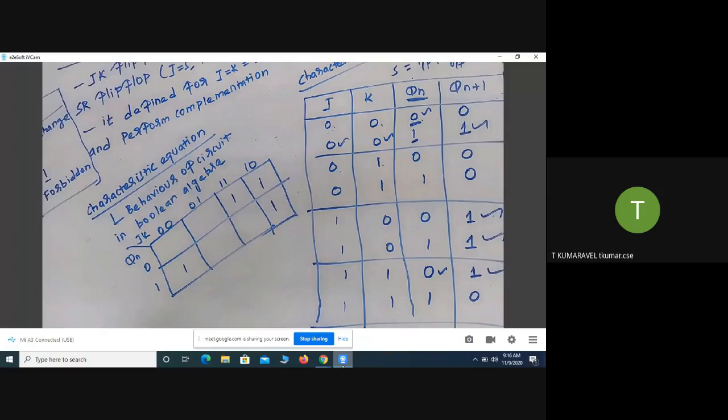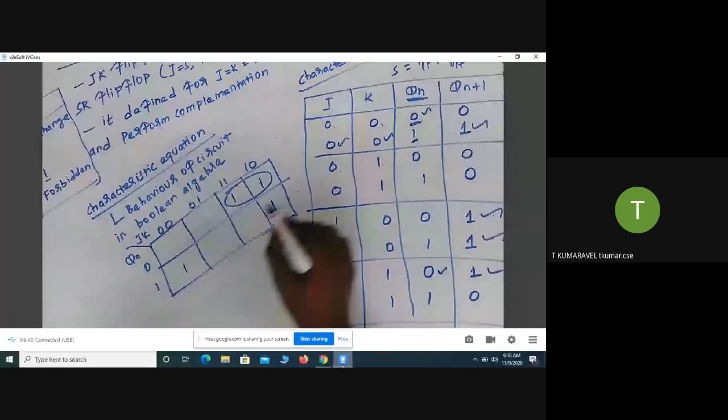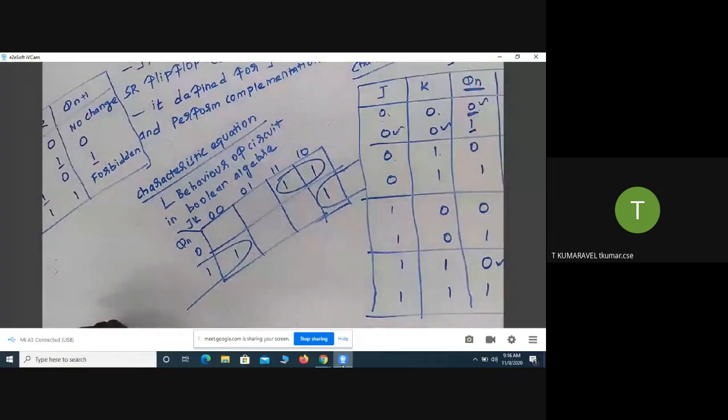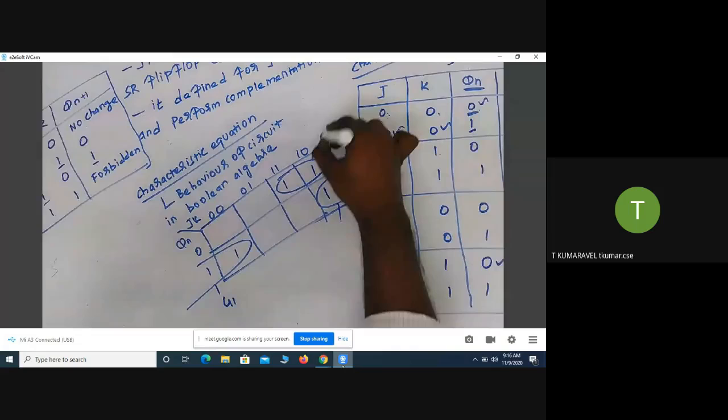Now what is the next step? We perform grouping. This is one grouping, this is another grouping, and this is another grouping. Now we are going to minimize the equation. This is group one, and this is group two.